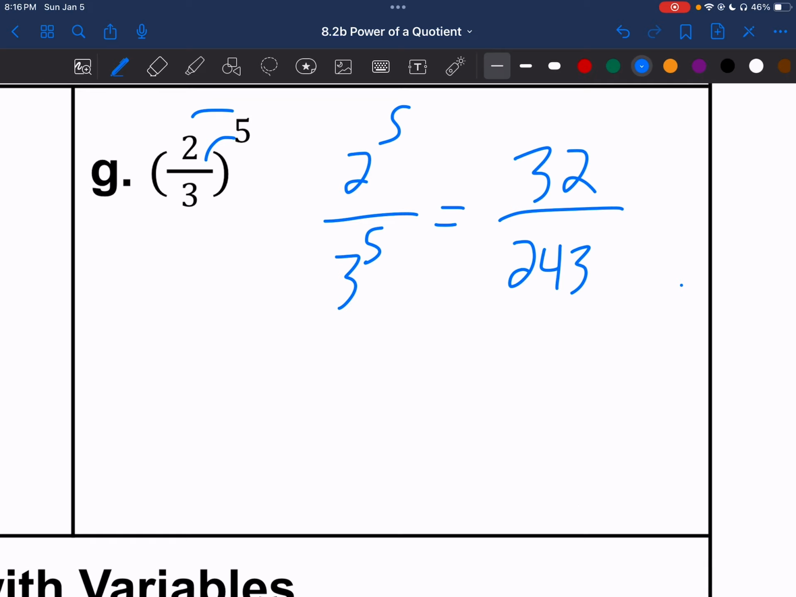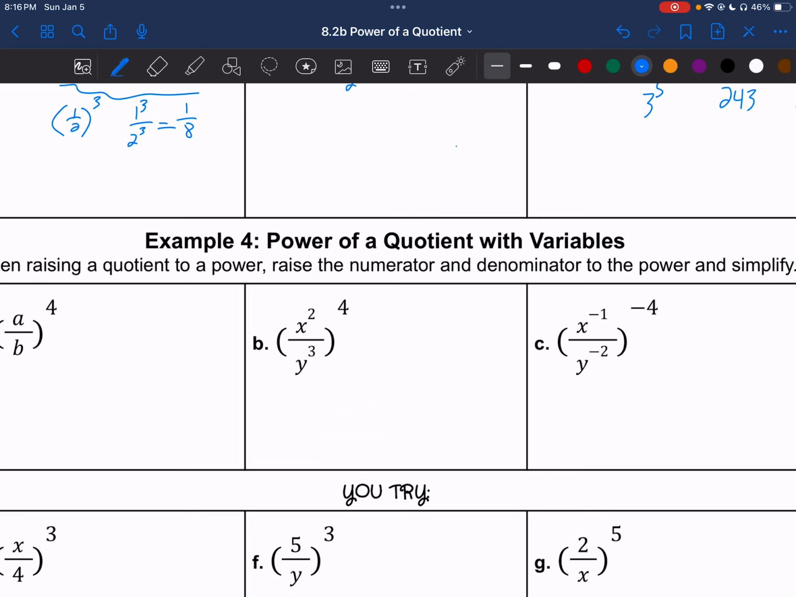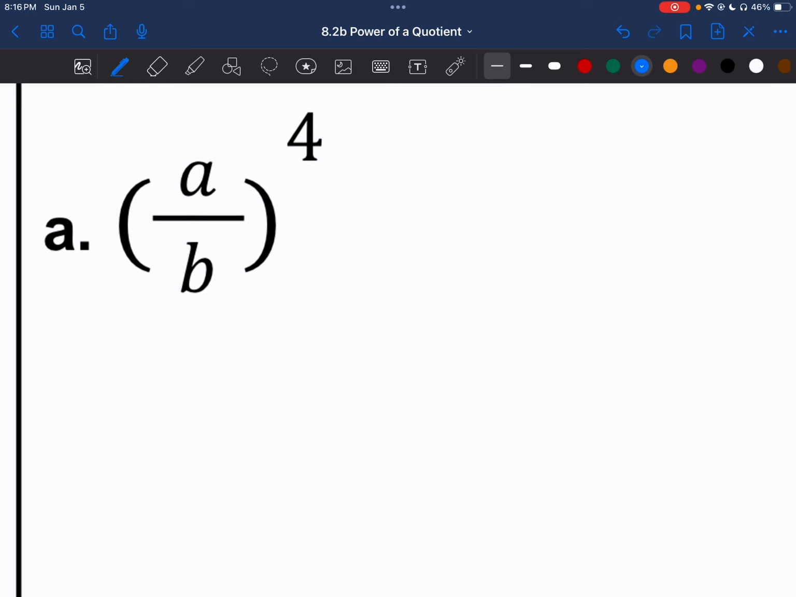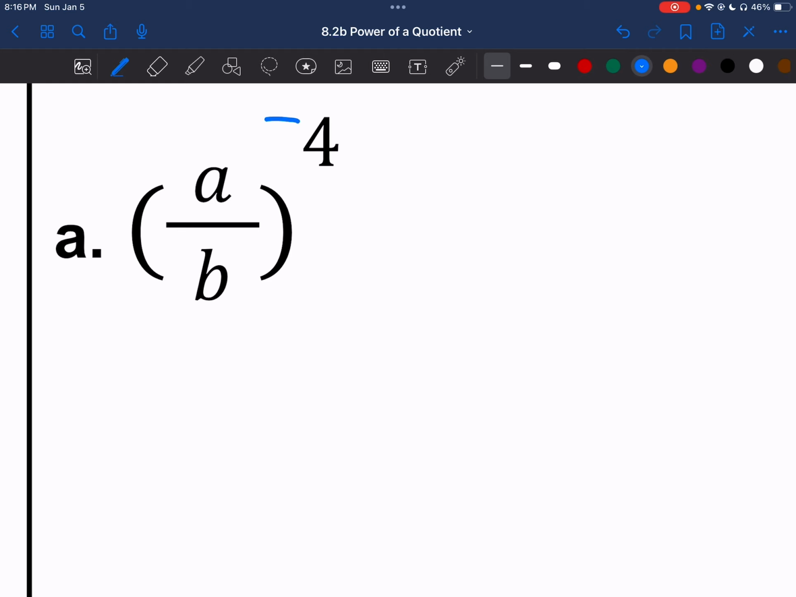All right, so let's take a look at example 4, which is power of a quotient with variables. So when raising a quotient to a power, raise the numerator and denominator to the power and simplify. The rule is the same, and we're now just going to apply it with variables instead of numbers. So A and B, remember they both have exponents of 1 on them, so it's A to the fourth over B to the fourth.